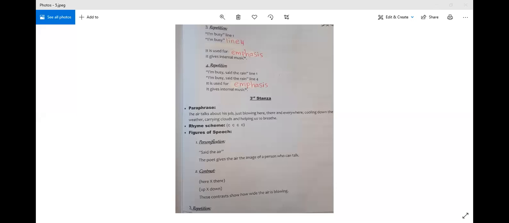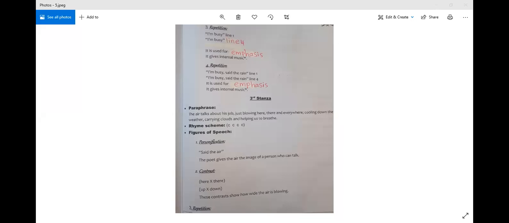I am busy, said the air, blowing here and blowing there, up and down, everywhere. I am busy, said the air. Perfect. So we have the same personification: I am busy, said the air. Do we have contrast here, guys? Do you remember the contrast here, Yusuf? What is the contrast here? Up and down, perfect. What about here and there? Yes, it's a contrast.